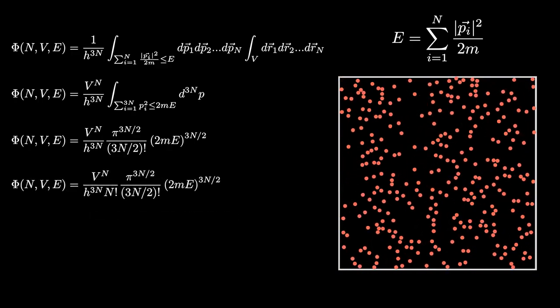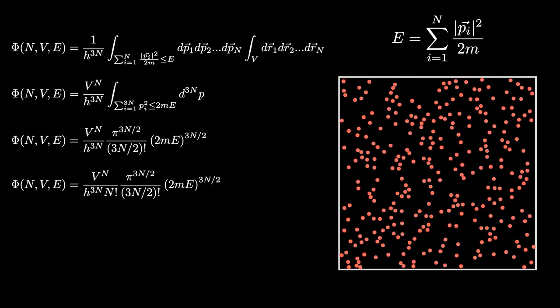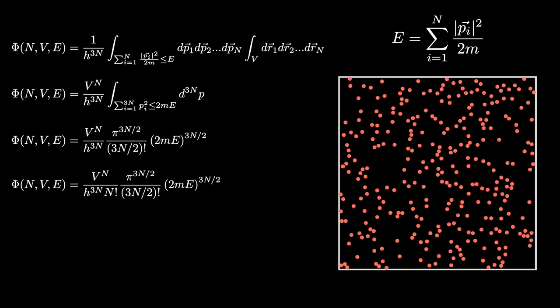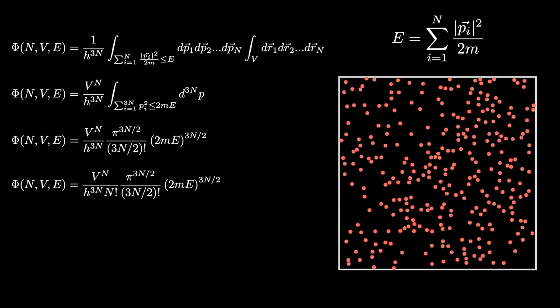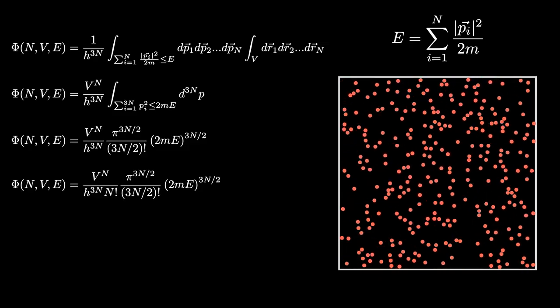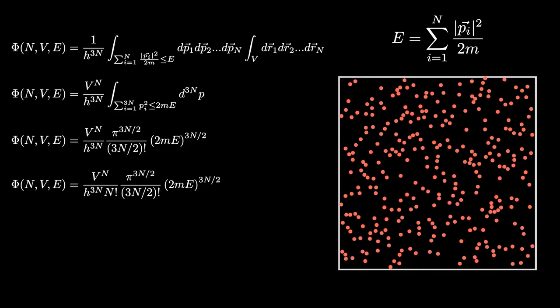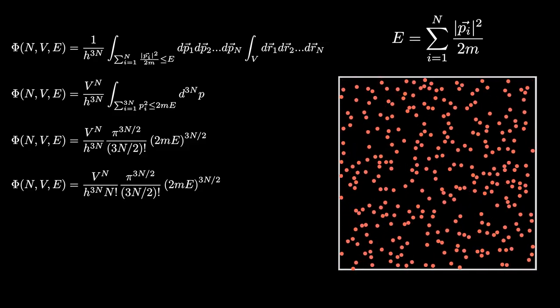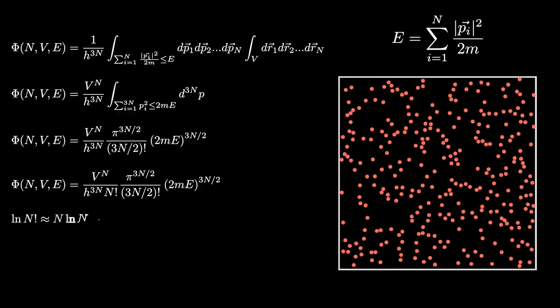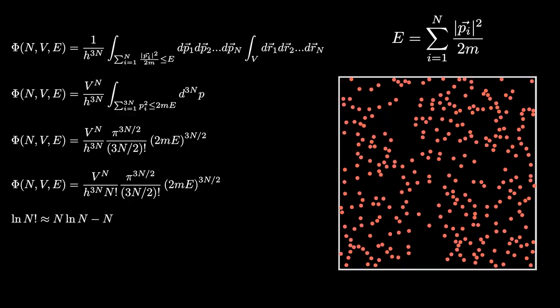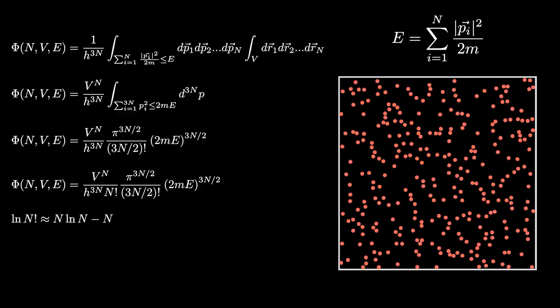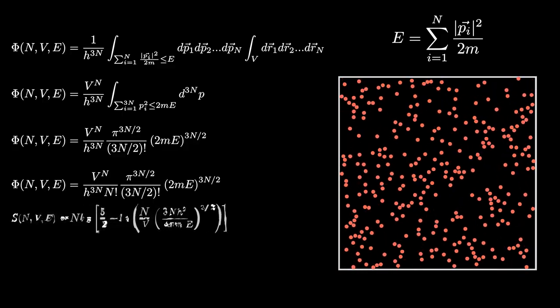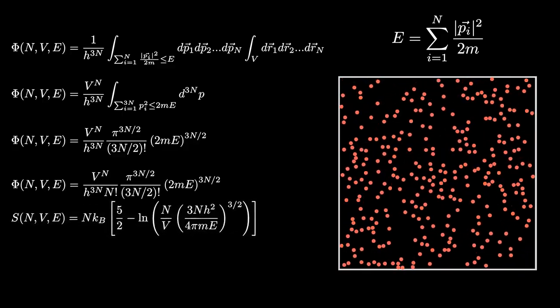We are interested in the log of the microstates, and in the thermodynamic limit, the amount of particles goes to infinity. This means that n factorial and 3n over 2 factorial are extremely large. We can therefore use the following Stirling approximation, and now you can pause the video and try to compute the entropy by yourself. We find the following result, which is also known as the Sackur-Tetrode equation.